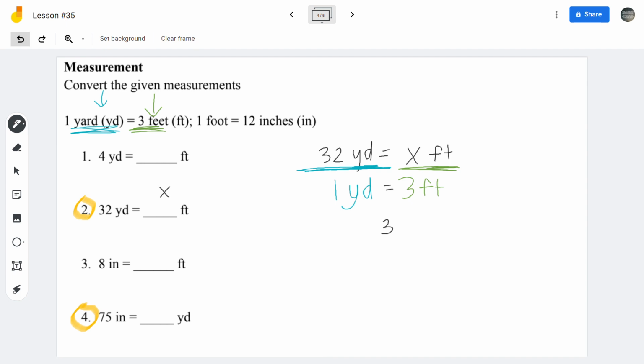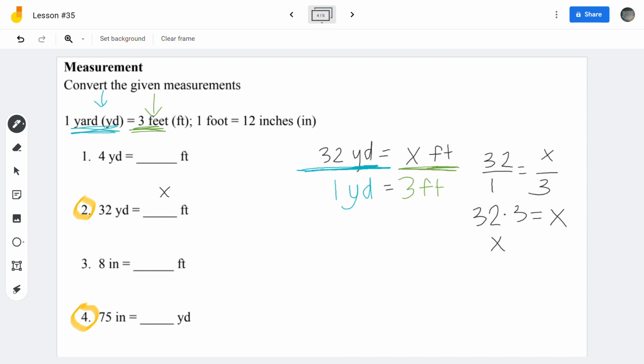So the way I did it is I'm going to have 32 over 1 equals x over 3. So I just took out the units, but these are all the numbers. Now I'm going to cross multiply like this. So we'll end up with 32 times 3 on one side. And then we will have x times 1, which is just x on the other side.